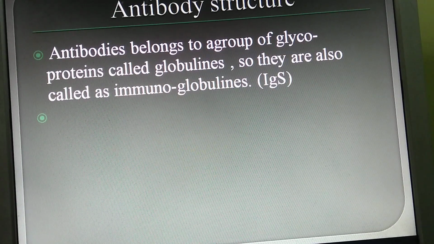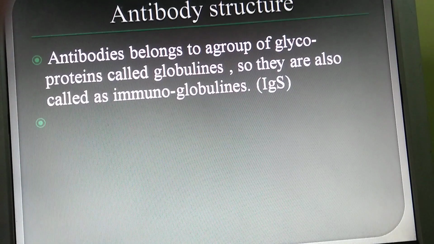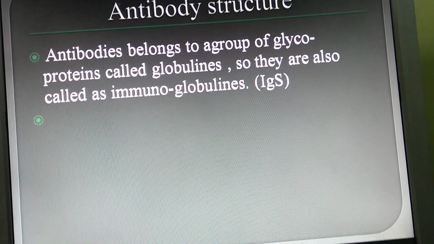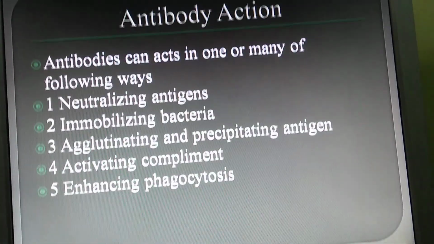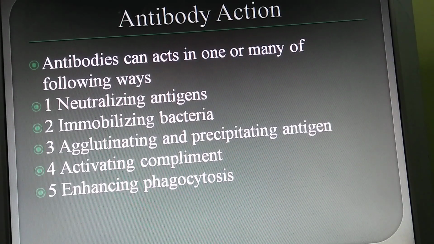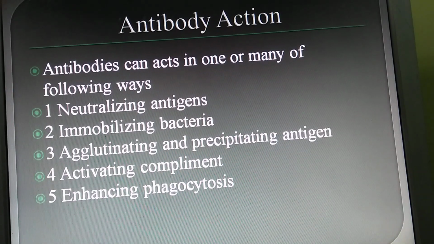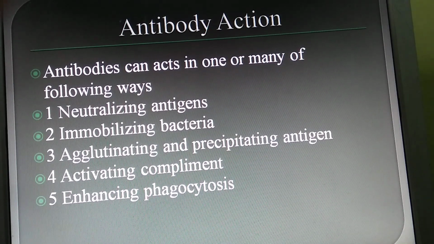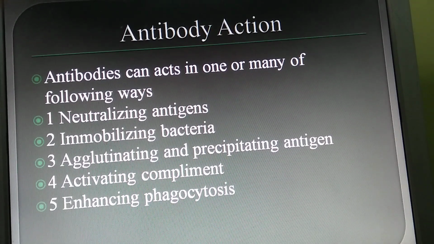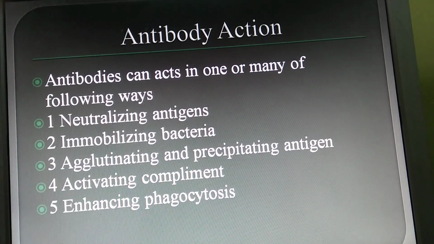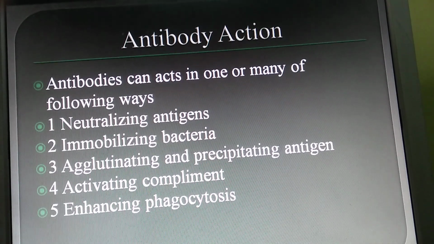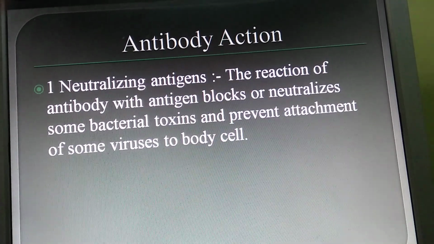Now, antibody structure. Antibodies belong to the group of glycoproteins called globulins. So they are also called immunoglobulins. Antibody action. How do antibodies act? Antibodies can act in one or many of the following ways. Number 1, neutralizing antigens. Number 2, immobilizing bacteria. Number 3, agglutinating and precipitating antigens. Number 4, activating complement. And number 5, enhancing phagocytosis. These are the 5 ways in which antibodies can act.